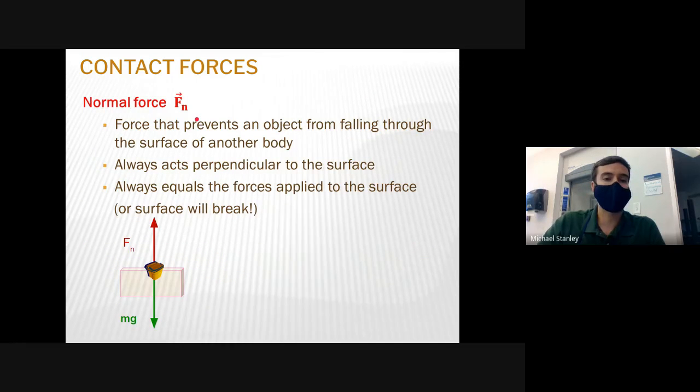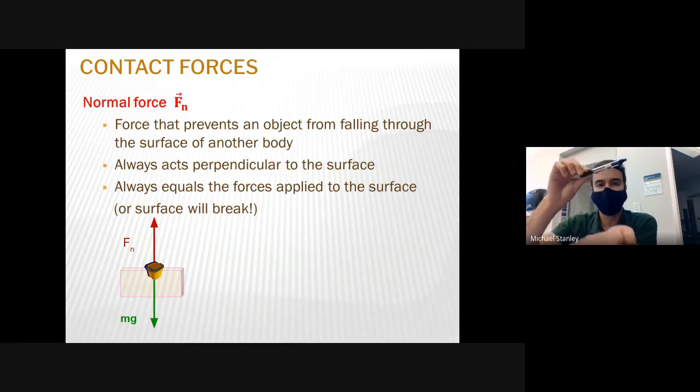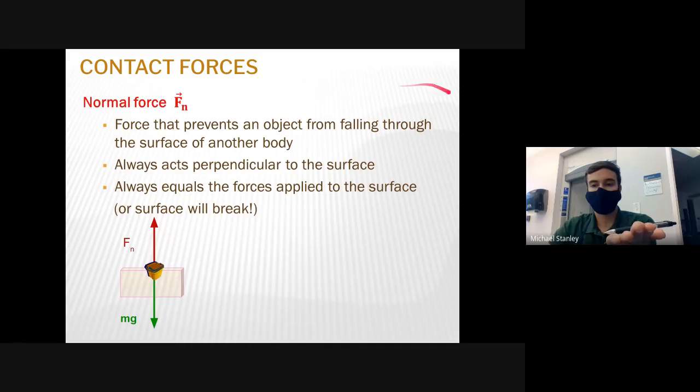So the first type of contact force, and one of the more unusual ones, is called the normal force. It has kind of a weird name, but a very basic idea. The normal force is the force that prevents an object from just going straight through another object. Like when I have my pen here and I put it on my hand, the normal force is exerted from my hand on this pen, right? The pen is trying to go down because of gravity, but when it hits my hand, it stays there.